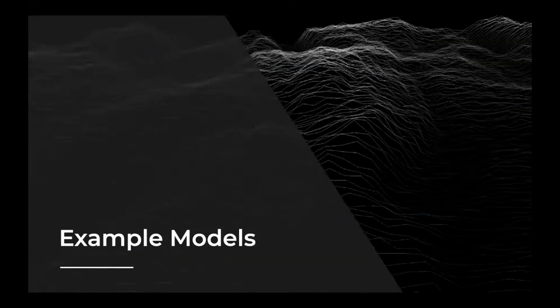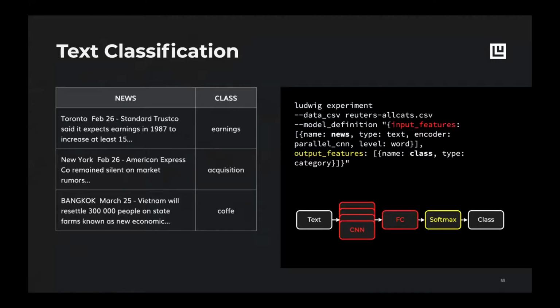So this is an overview of all the things that you can change and modify with Ludwig. Let me show you some example models of what you can actually achieve by using Ludwig. This is the text classification example that we've seen at the beginning. News as input, class as output. And this is all you have to do to train this model. And that's the architecture, in the bottom right, that you are actually training.